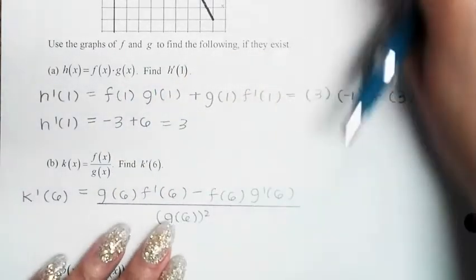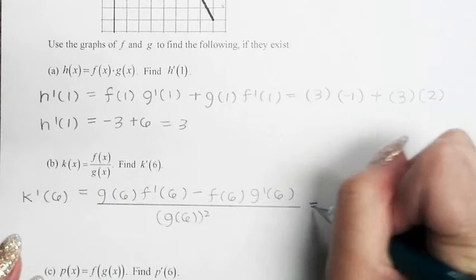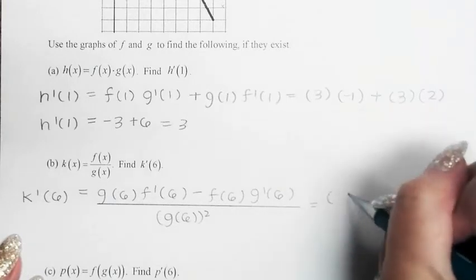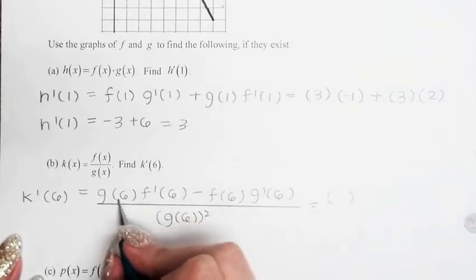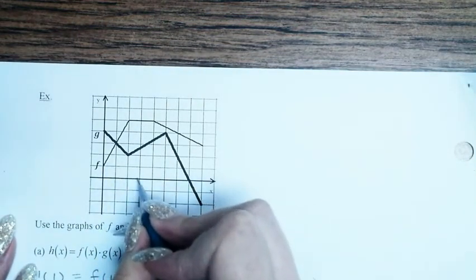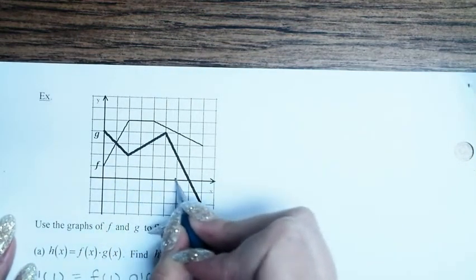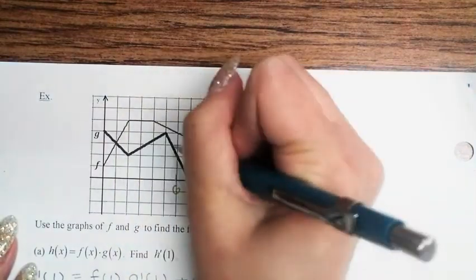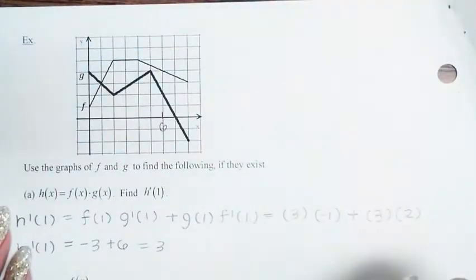So this is what you have, right? In this situation, we're going to find the value of g of 6. G of 6, you have that it's 1, 2, 3, 4, 5, 6, and I'm just going to mark it here. So g of 6 is going to be 2.